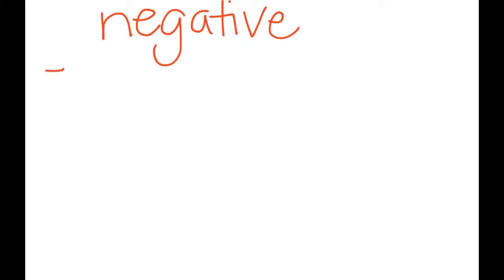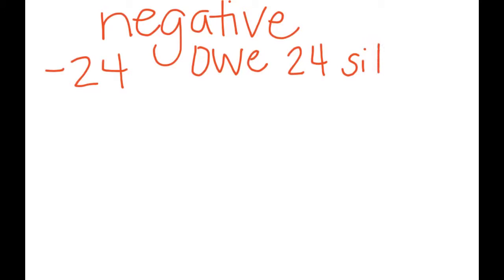Now let's talk about some negative situations. Let's talk about -24. Now make sure you have that negative sign there, because if you have no negative sign, it's understood that it's a positive number. So -24. You owe Coach Seal or Coach Kramer 24 sit-ups. That is a negative situation. The word "owe" lets you know that 24 should be a negative number.